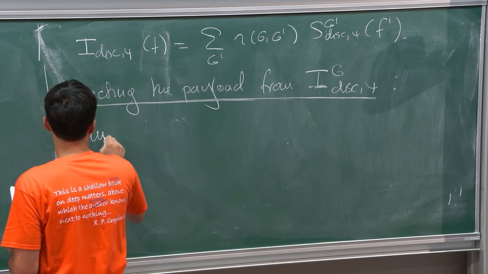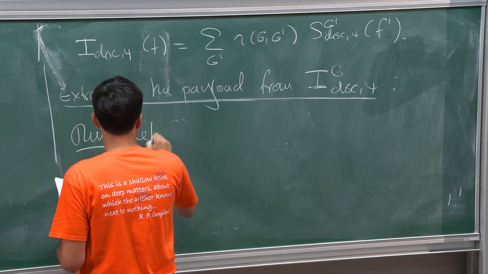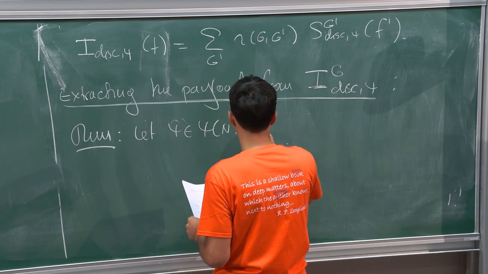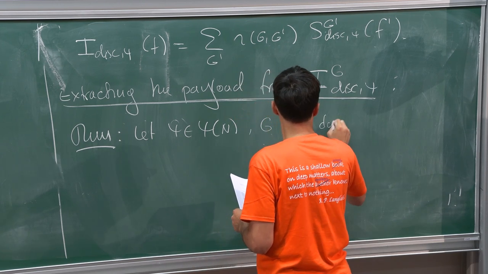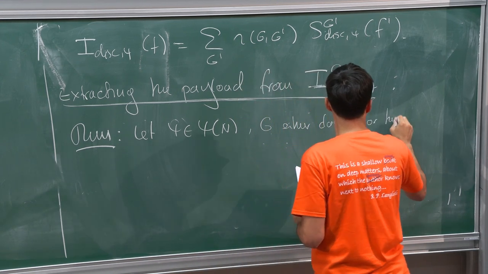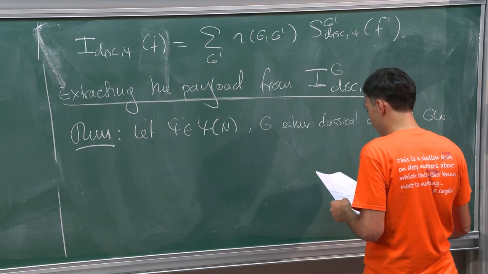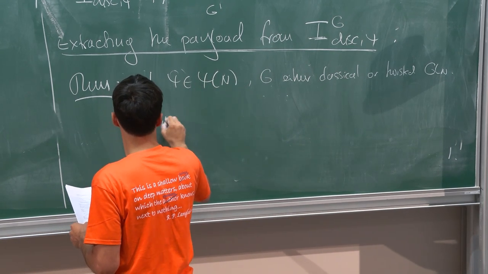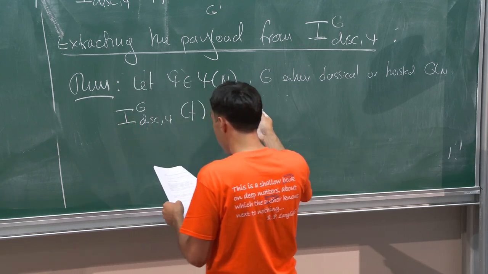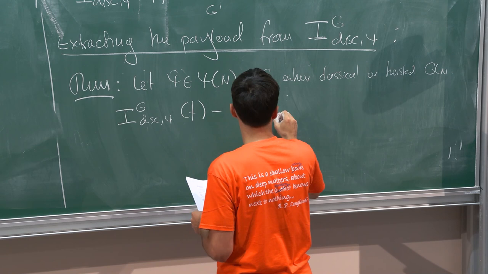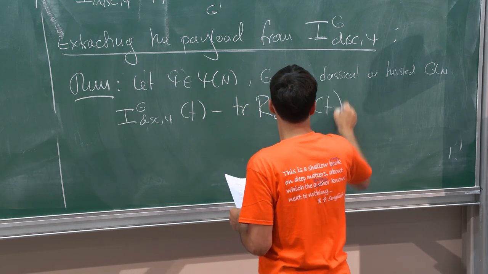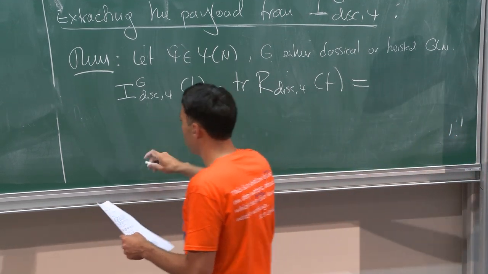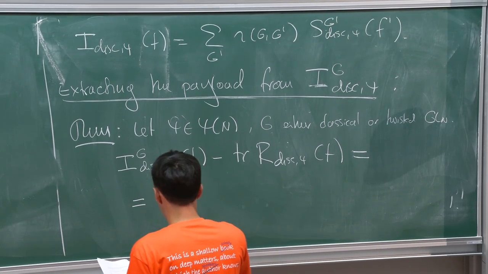And so this is the following theorem. It says that let psi be a parameter for G, and G is either classical or twisted GLN. And then we can express the difference between the discrete part of the trace formula and the M equals G part, which is just the trace of R disk psi of F. We can express this in terms of the formula for this and the fact that we plug in everything that we know about the Arthur conjectures.